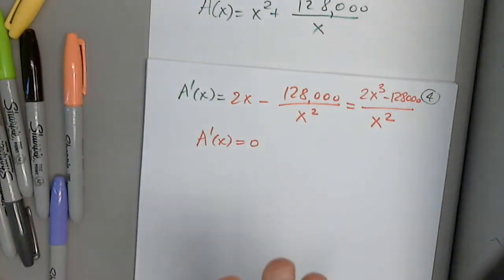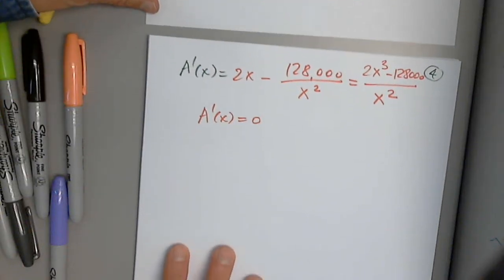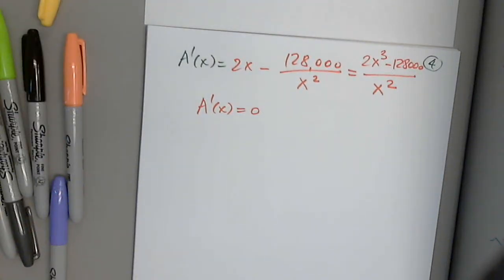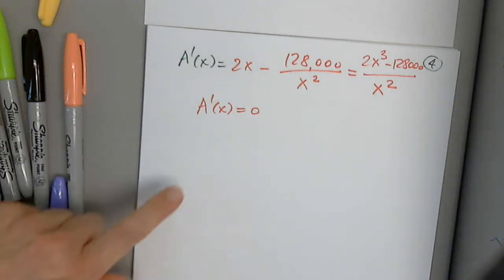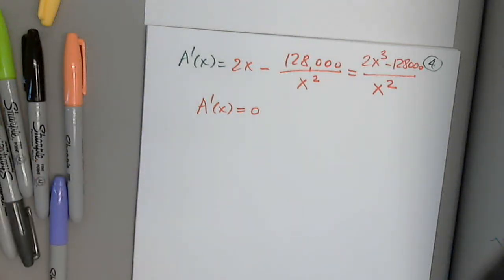So the derivative cannot be undefined. It is at 0, but so is the function. So no critical numbers come from that. So when we set it equal to 0, what do I have to write?